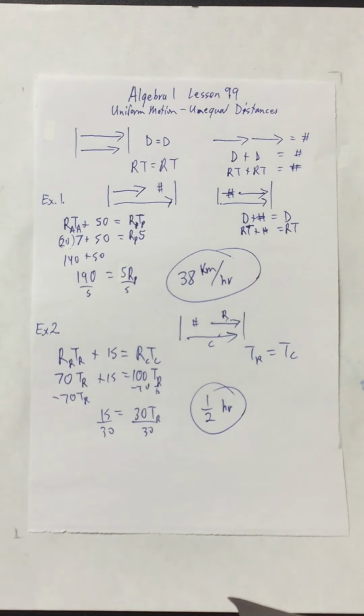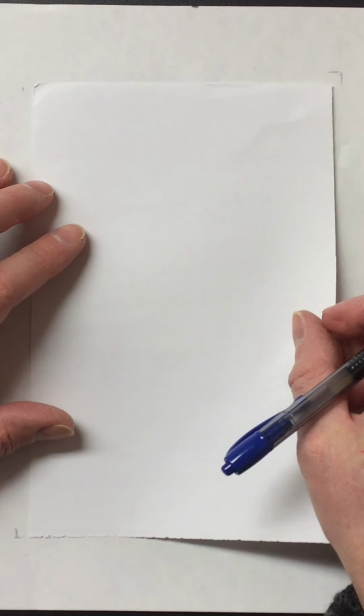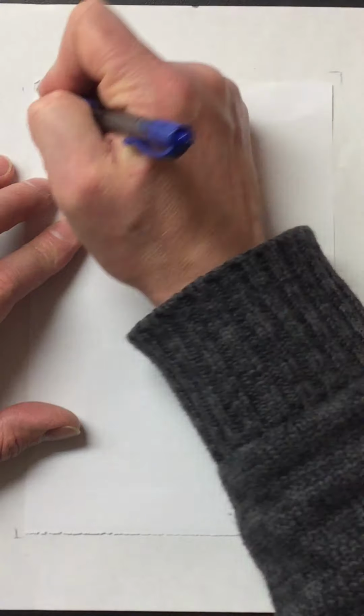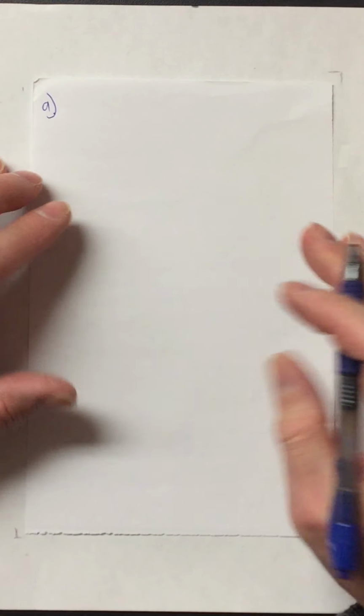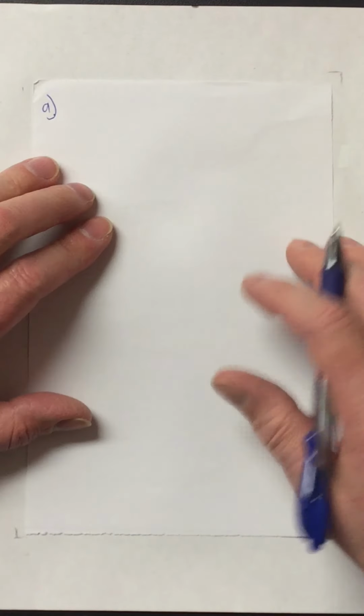Go ahead and do the practice problems, and then you can check your work with my work. So here we go. Practice problem A. We have at 5 a.m. Napoleon headed south from Waterloo at 4 kilometers per hour. At 7 a.m. Wellington headed south from Waterloo. If Wellington passed Napoleon and was 20 kilometers ahead of Napoleon at 2 p.m., how fast was Wellington going?